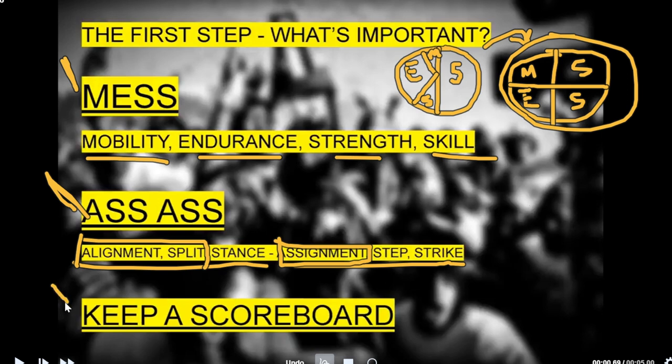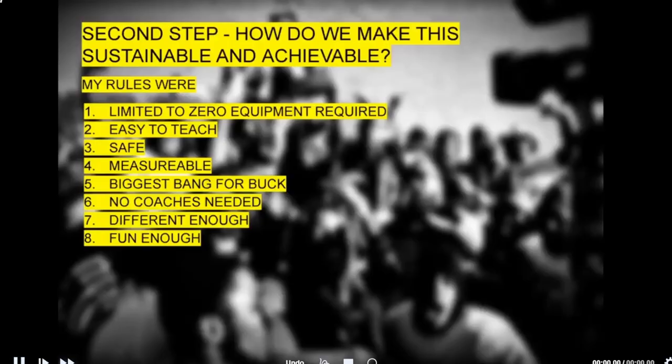And then the last thing I want to do is keep a scoreboard. I want these guys to be excited and energetic and understand their progress through this. And I want them to have it. So those are my three target zones and the three things I'm aiming to improve on with this. Once I identify what's important, well, those are three things that are important. I want to make sure this relates to our MESS, okay. I want to make sure this relates to our ASS. And I want to make sure that I'm able to keep a scoreboard so that these guys can progress, okay?